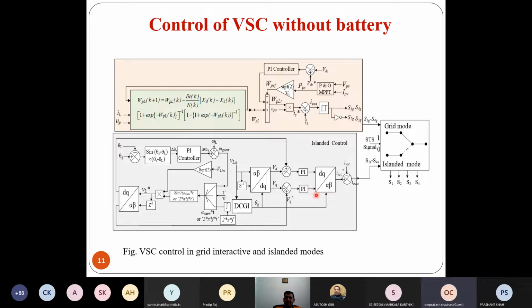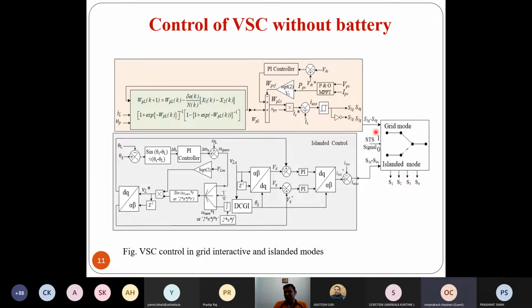And the output of these PI controllers, we have considered as the reference VSC current. This reference VSC current is compared with the actual VSC current to get the error. This error is again given to the hysteresis controller to generate the switching in islanded mode. So 4 switches are there, and these 4 switches will be supplied by this switching sequence, and we are having a well established islanded operation whenever grid is not there.